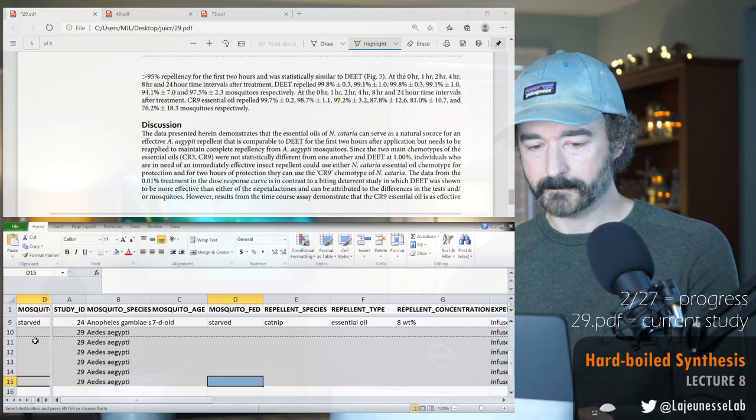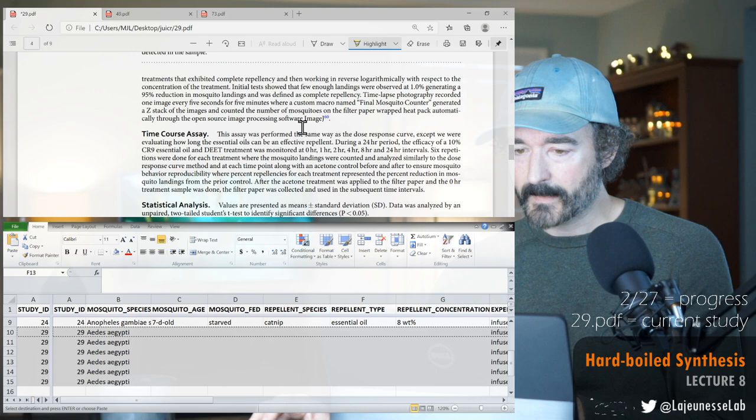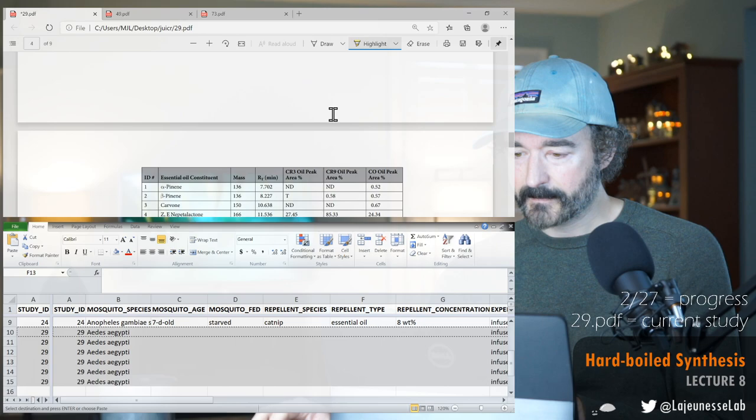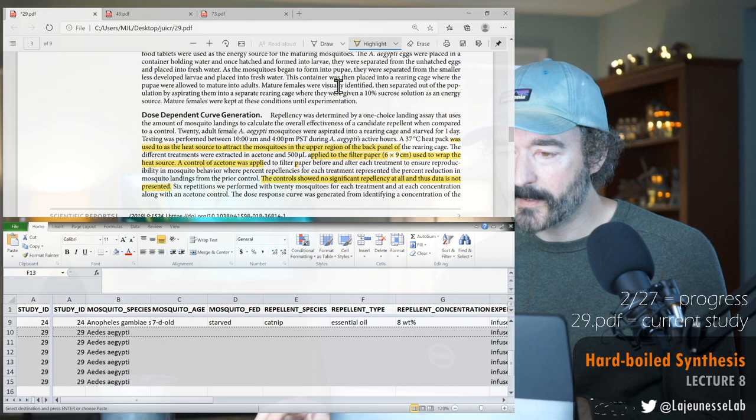Oh yeah, I still gotta figure out the ages of all these mosquitoes. That should be pretty quick. This assay was performed on a dose response curve, DEET, mosquito filter paper, mosquito rearing, were placed in a container, were hatched. All mosquitoes began in pupa. They were separated into a small container. This container was then placed in a rearing cage, allowed to mature to adults.